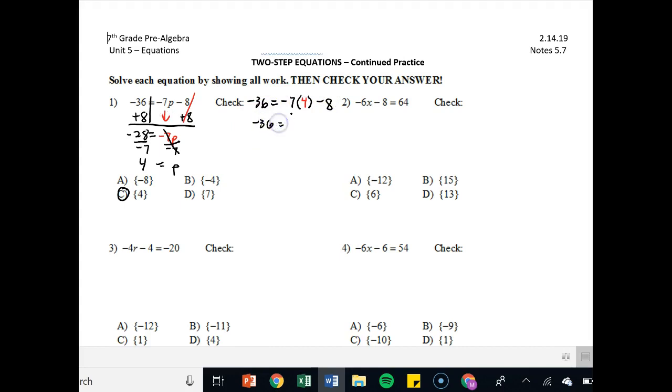So negative 36 is equal to, do the multiplication first, that's negative 28 minus 8. And then negative 36 is equal to, put that in your calculator, and you'll find out, oh, that's also negative 36. Boom, I'm done. All right. Number 2, I'm going to have you do an Ed Puzzle.